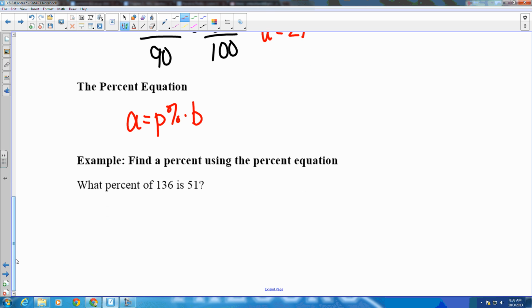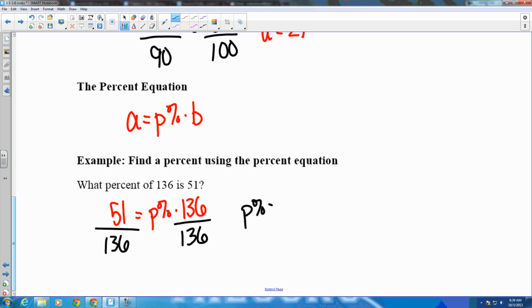Find a percent using the percent equation. What percent of 136 is 51? So we're trying to solve for the percent, so we know that's the P percent. And 136 is your whole, that's your B, and we're trying to figure out 51. So to get the P alone, we do 51 divided by 136. Gotta get that P alone. So P percent equals 0.375 when you divide that out.